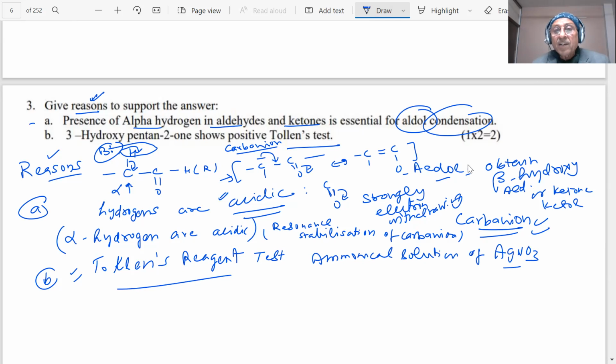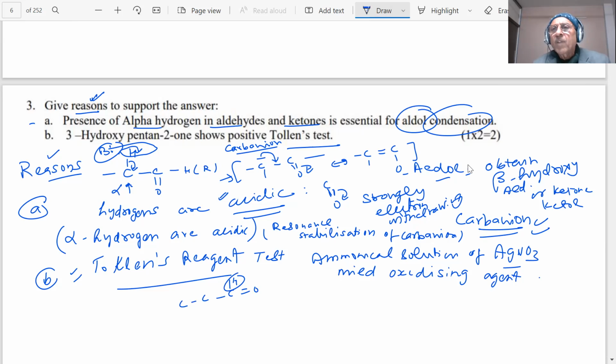So what is happening here? This is ammoniacal silver nitrate. In the Tollens reagent test, this is a mild oxidizing agent, student. So what will happen? It oxidizes aldehydes. You know, these are our aldehydes, student. This hydrogen can be easily oxidized by mild oxidizing agents like silver nitrate.